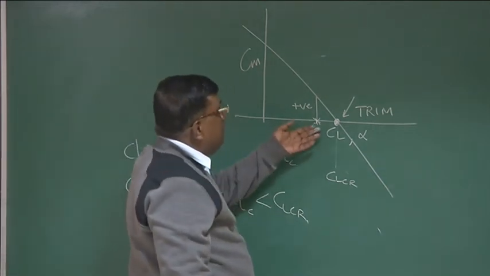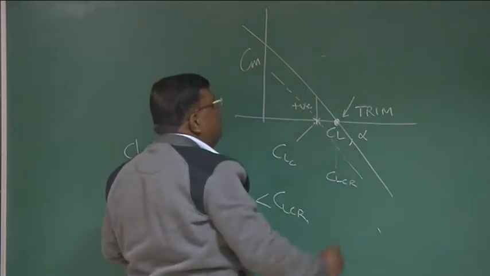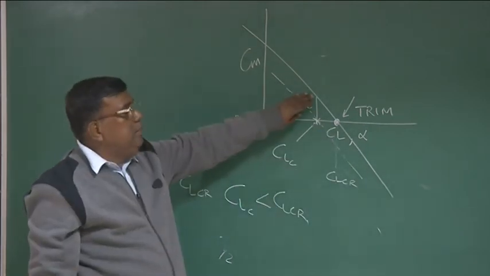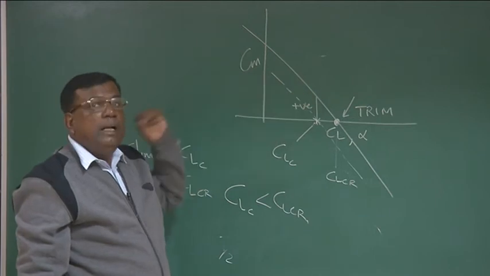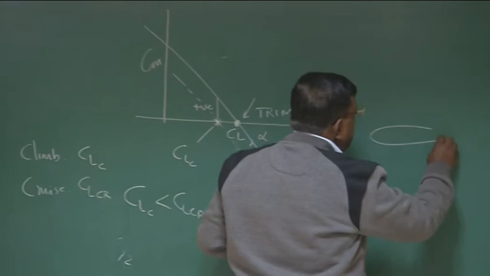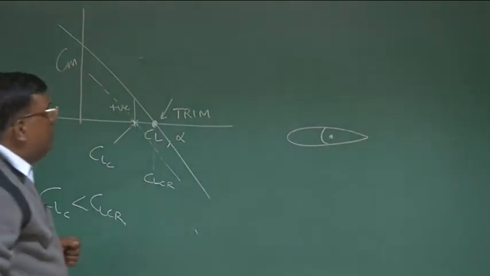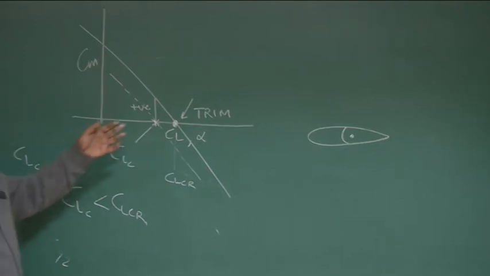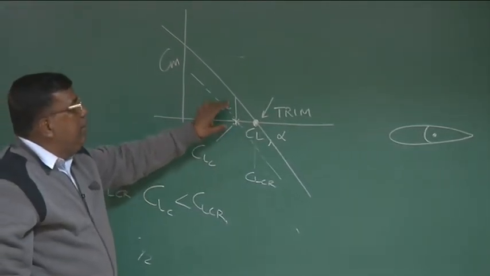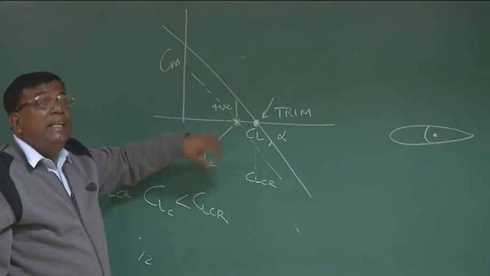But we want to trim the airplane here, that is, I want this graph to look like this. So what I have to do, I have to nullify this positive moment. So how can I nullify this positive moment? We know it can be done through the elevator. This is the elevator. Now, how much elevator is to be deflected? That will depend upon how much positive moment has to be nullified by generating a negative moment.